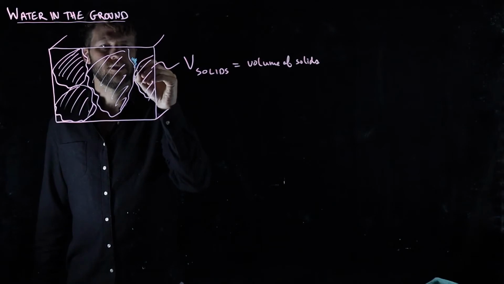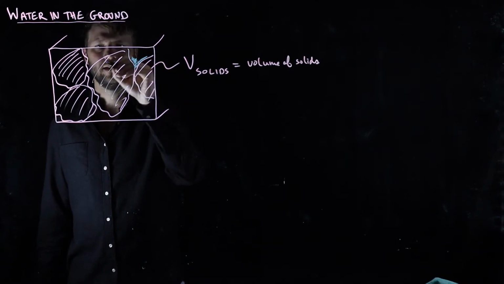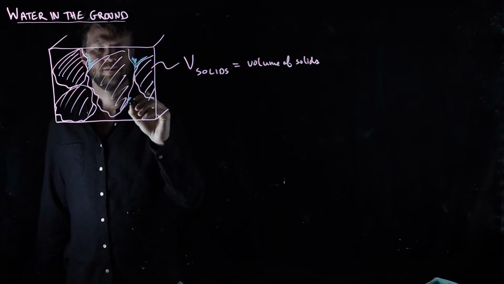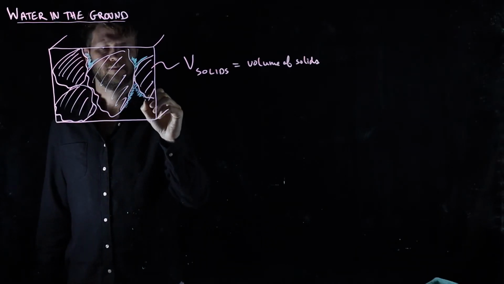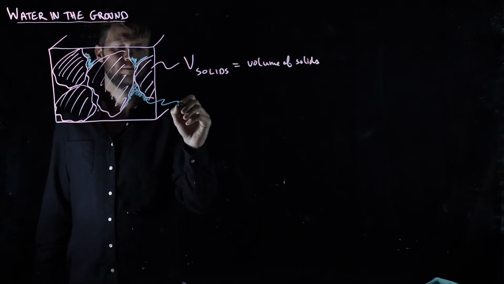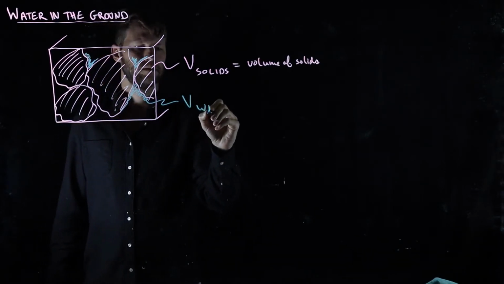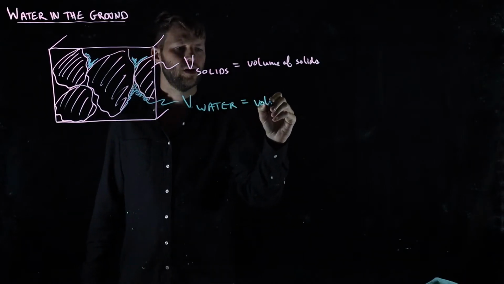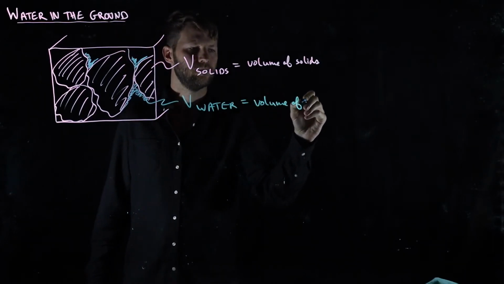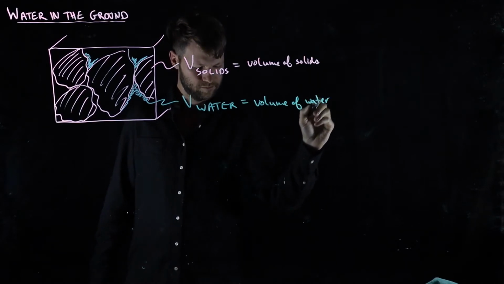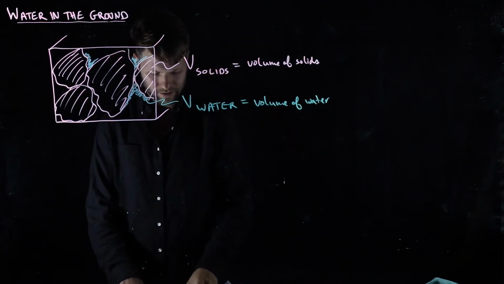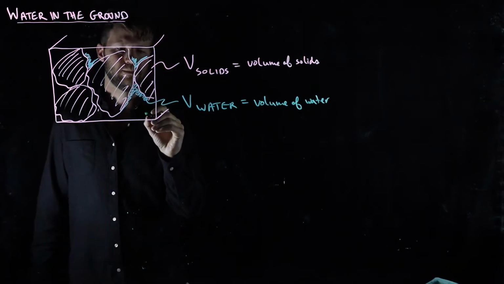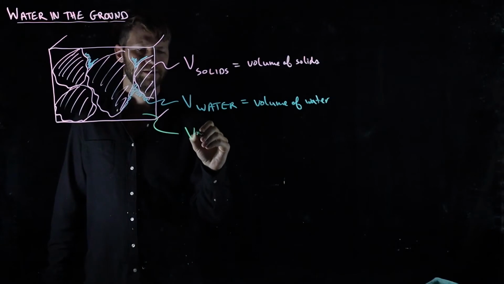Water may also be here, adhered on to these mineral grains. So V water will be the volume of water. And then finally, we have this empty space here, which is just air, V air.